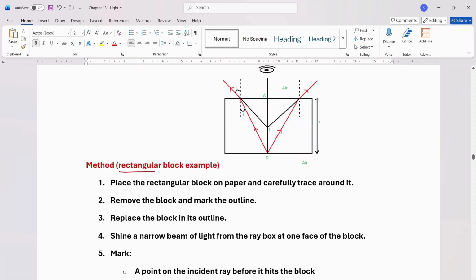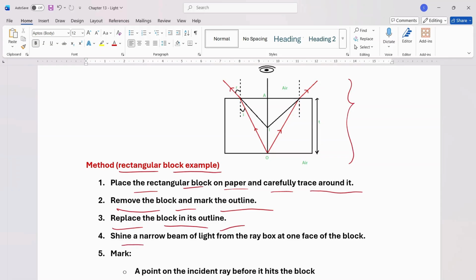So the method, rectangular block example: place the rectangular block on paper and carefully trace around it. Remove the block and mark the outline as seen in the diagram. Replace the block in its outline. Shine a narrow beam of light from the ray box at one face of the block.